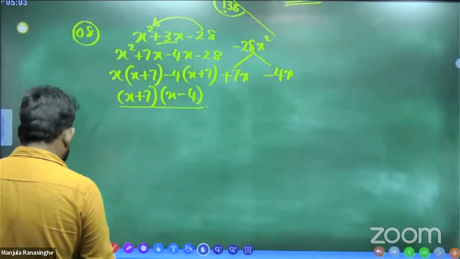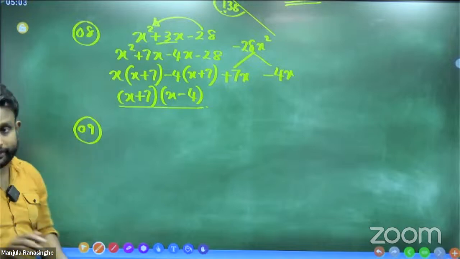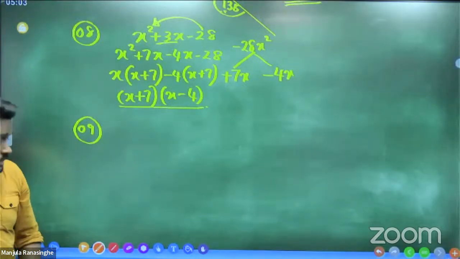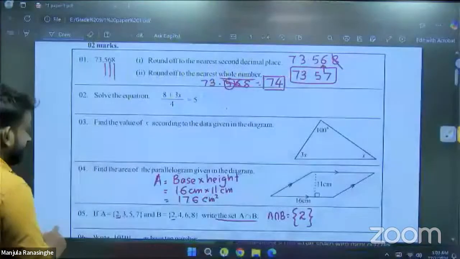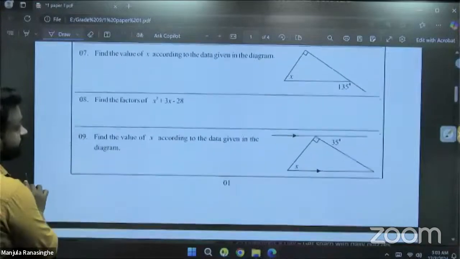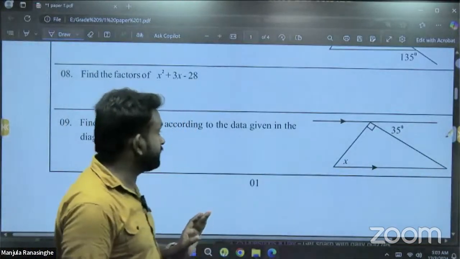Right, now we are moving to question number 9. I can do it here in the diagram itself. You can see a parallel line. They ask for x.